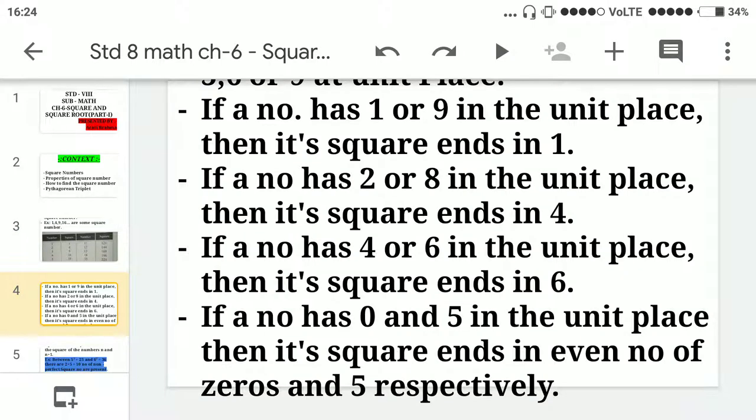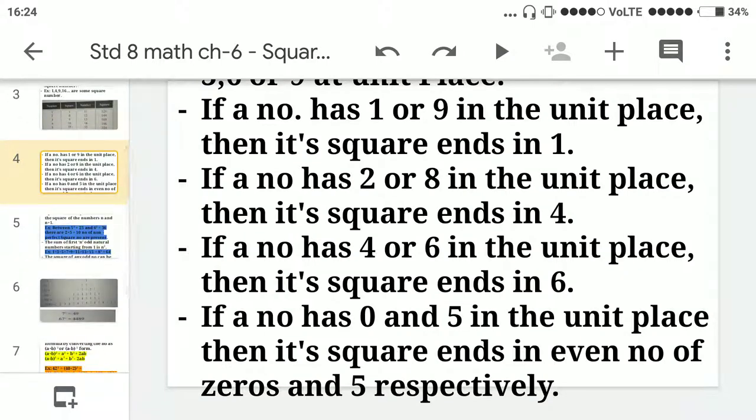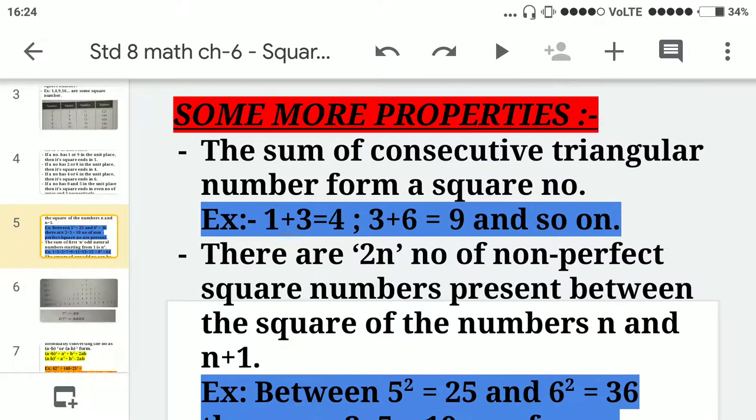Okay, so these are some properties related to it. Let's see some more properties. The sum of consecutive triangular numbers forms a square number. Triangular numbers are the numbers which form a triangle, like 1, 3, 6, 10, 15, 21, 27, like this.